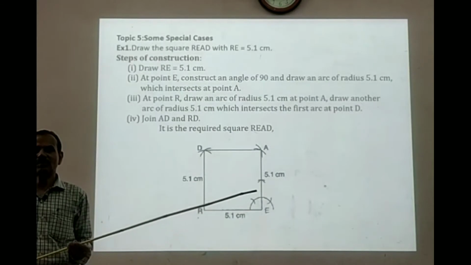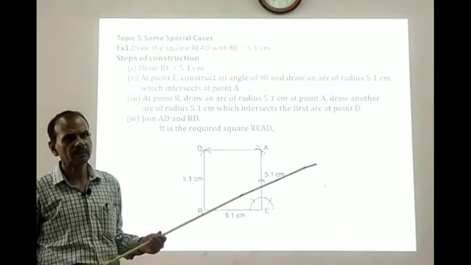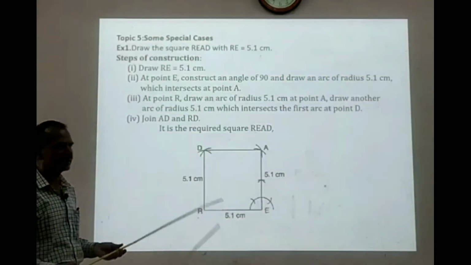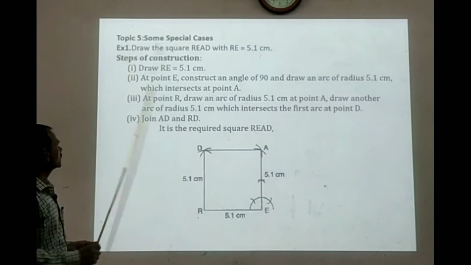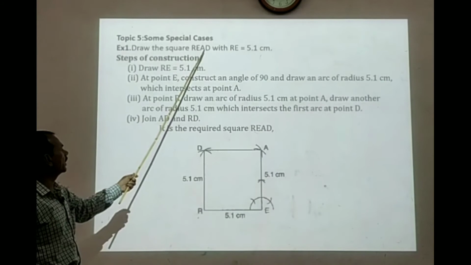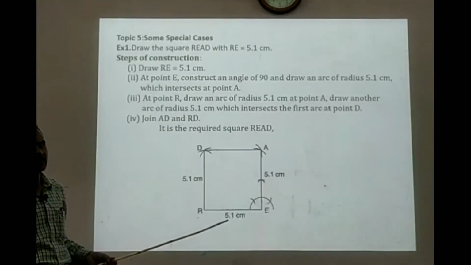Last topic, some special cases. Here, of course, the fifth topic. Up to the fourth topic we saw. Next, the last topic, fifth, some special cases. In that topic, draw a square READ with area... side given 5.1 centimeter.